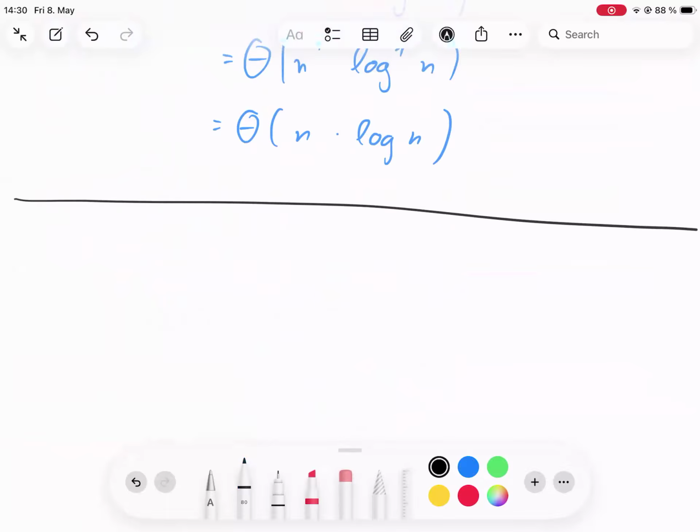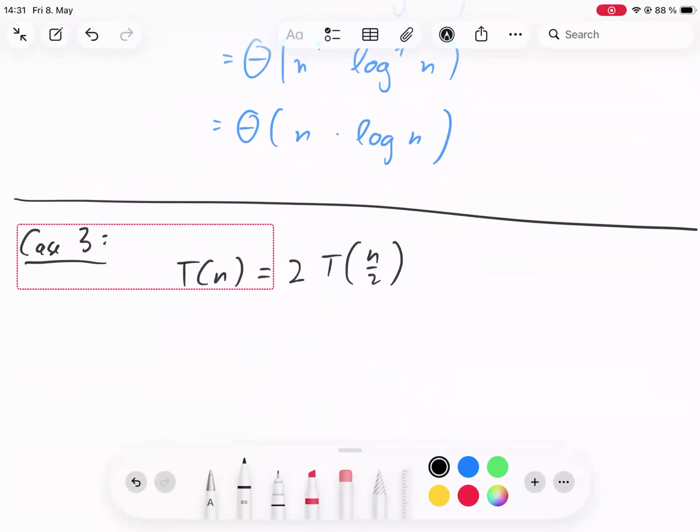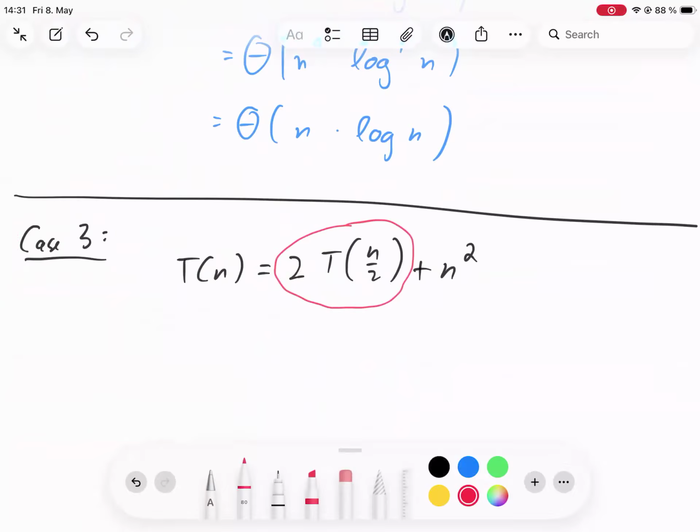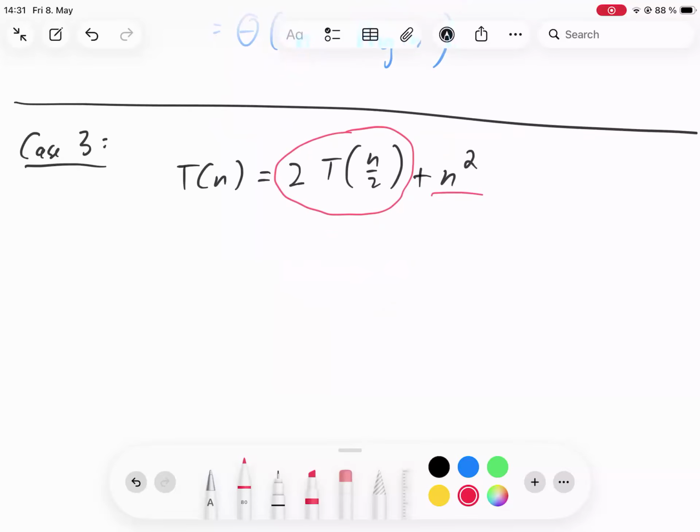So I have case 3 here, and we would say T of n is 2 times T of n/2 plus n squared. So we've seen already this kind of stuff for 2 times T of n/2 in previous recurrence relations. But this time the work for splitting and recombining is n squared. So it far outweighs the other part. And I'll show you now why.